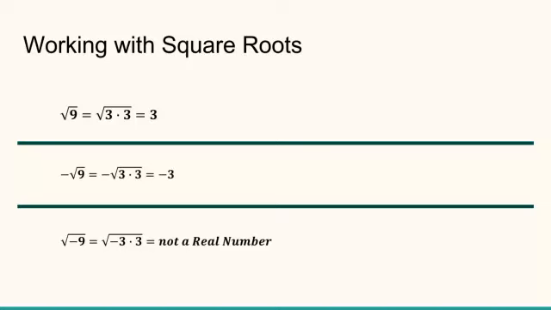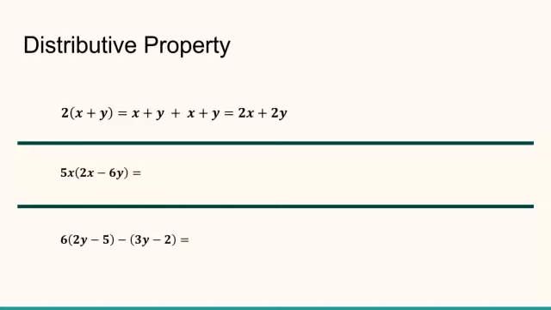So that couldn't be. So anytime you see that negative on the inside of a square root, just say, that's not a real number. Eventually, we'll get into something called imaginary numbers, but not in this course. So if you see a negative on the inside of a square root, just say, not a real number. You're just done, basically. So let's look at the distributive property.